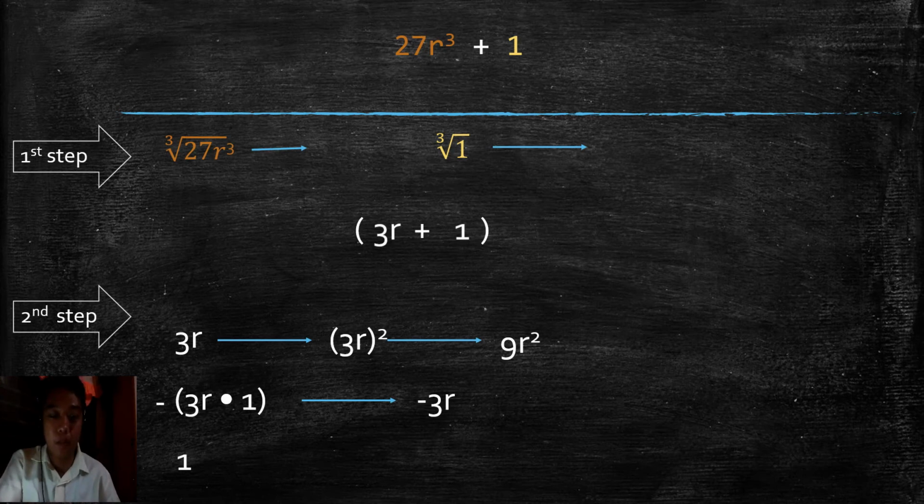Square the second term. So, ang last step is square the second term. 1 times 1, we get 1. 1 squared is 1. So, meron na tayo.